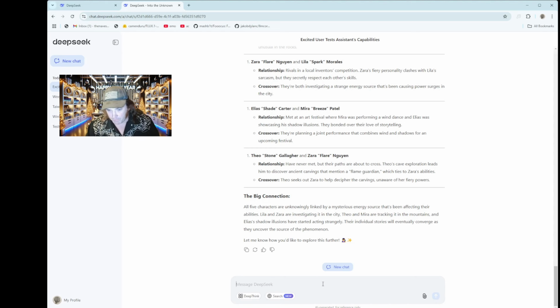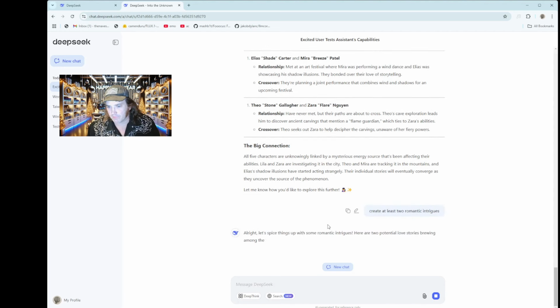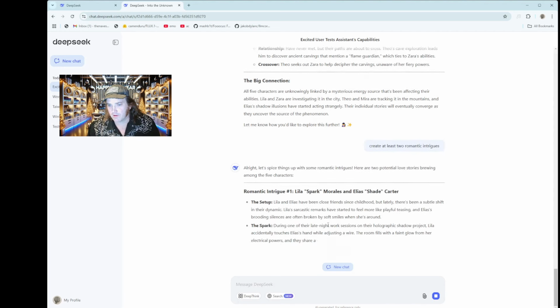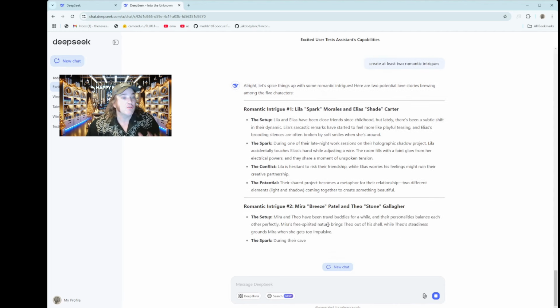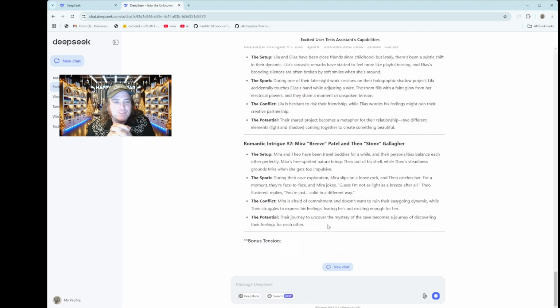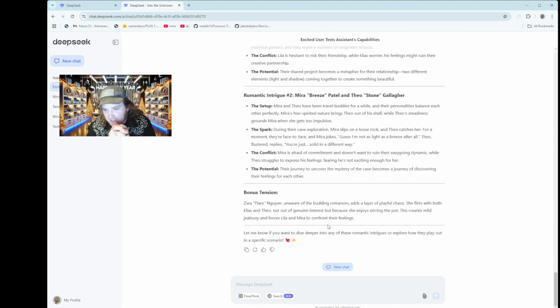Okay. Create at least 2 romantic intrigues. All right, so it's going to go in here. The main thing that we're testing this for is I'm going to go back there and we want to see what it can remember.